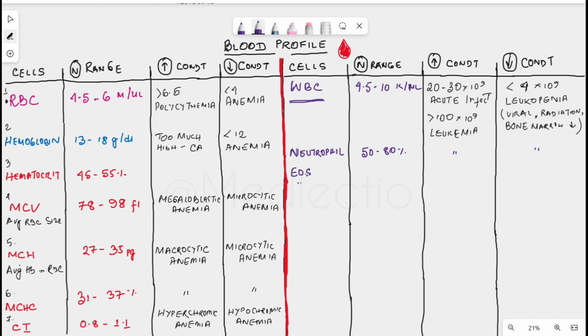Then you have our eosinophil, whose normal range is 1 to 5%. If it increases, it is in the same conditions as WBC, and also in allergic reaction. So in allergic reaction we get high eosinophil, more than 6. Then basophils, the normal range is 0 to 1%. If it increases, same as WBC, and also in burn patients we get an increase. Also in hyperthyroidism the basophils increase.